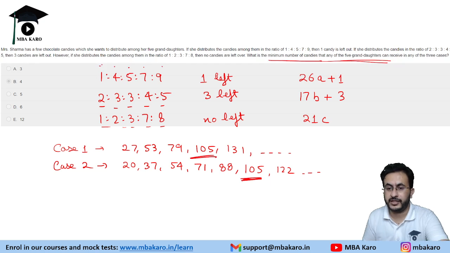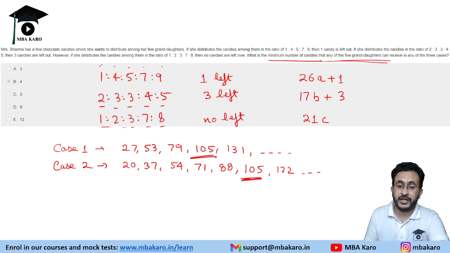Why are we spotting a common number? Because she has the same number of candies in every case, right? So the number of candies is not changing. How are we figuring it out? We are saying that when it is divided by 26, one candy is left. So we are making 26 parts, and one candy is left. So that means she has 105 candies. Let us verify with this. It is a multiple of 21, so that is also satisfied. So the number of candies is 105.